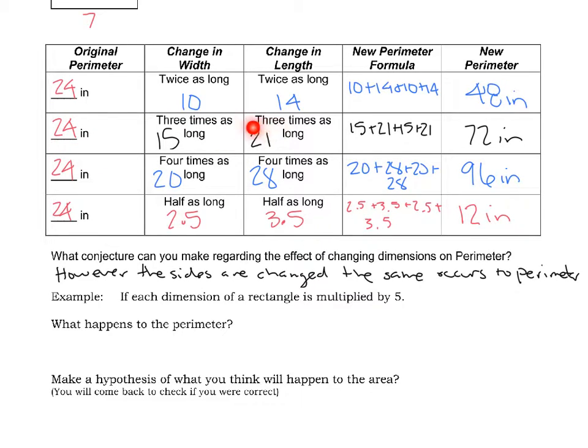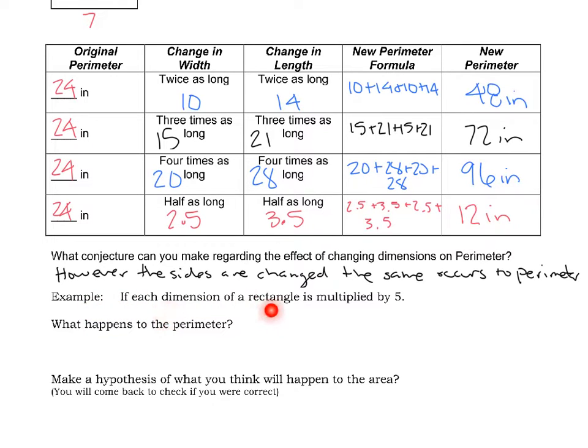Here we did 3 times as long. So if I take 24 times 3, I get 72. So notice here's a pattern here. We changed the width and the length by 4 times. So if I do 24 times 4, you get 96. And the same thing happens here. If I take half, because we changed the dimensions here by half, so I take half of 24, you get 12. So however the sides are changed, the same occurs to its perimeter.